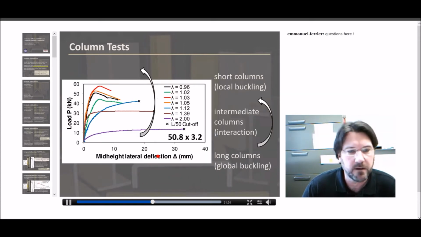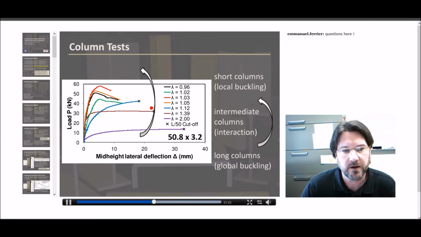And we have a range of behaviors as we might expect, from very, very long columns. This is our load versus mid-height deflection relationship. Very, very long columns are quite soft, with very large mid-height deflections. And as the columns get shorter, we have a stiffer behavior, with shorter mid-height deflections prior to local buckling. And in fact, we don't even have the short columns plotted on this particular plot.